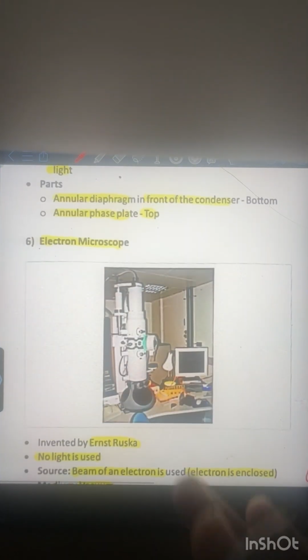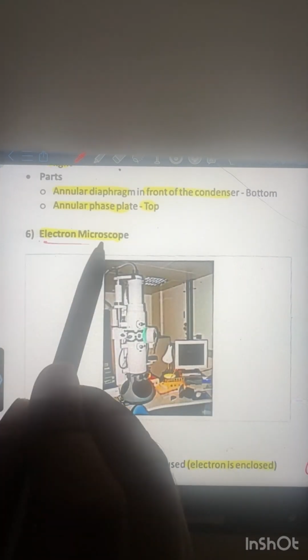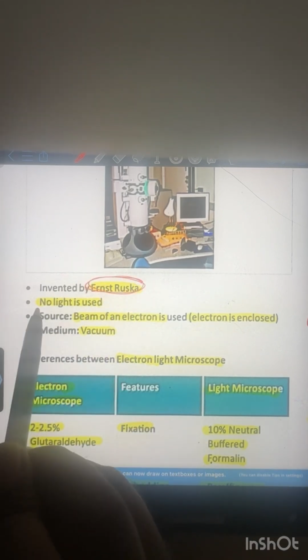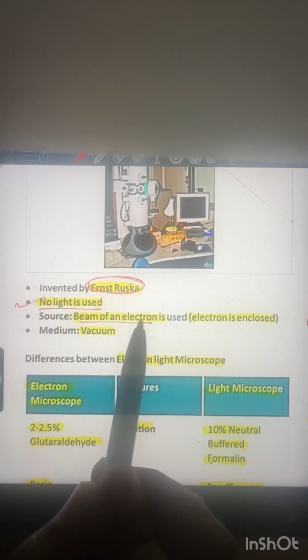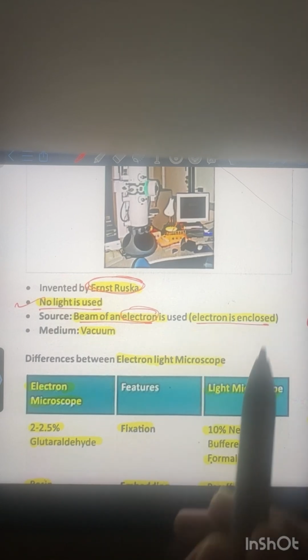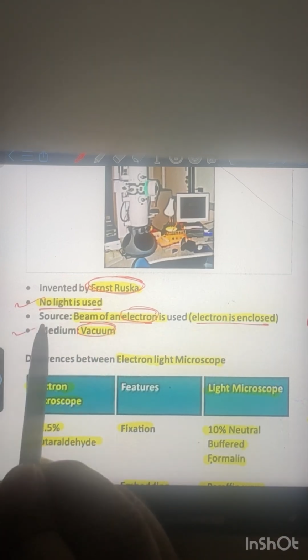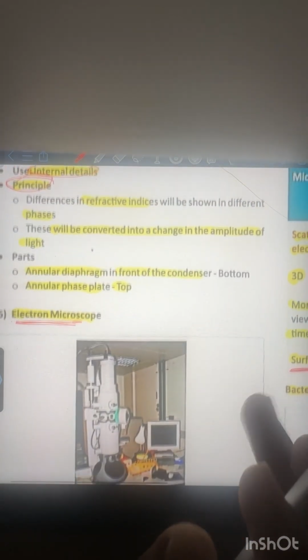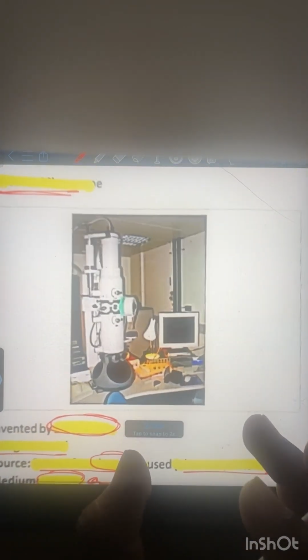What is this microscope? The microscope that looks like a spaceship. I always say the microscope that looks like a spaceship is the electron microscope. So obviously the source over here is not any light. The source over here is electrons, and if you have electrons, you can't keep them in the air. You will have to create a vacuum environment. So can you see they've closed it all around? Otherwise electrons will all get lost. Now you have to keep them in a closed chamber, in a vacuum. So the source is going to be the electrons, and the medium is going to be the vacuum that is over there. Now let's know the differences.